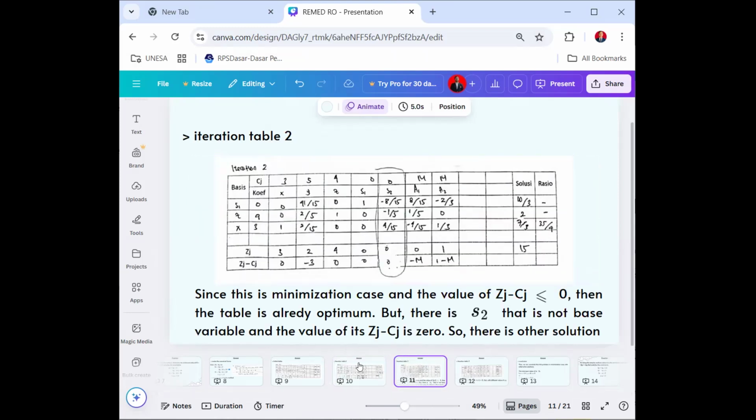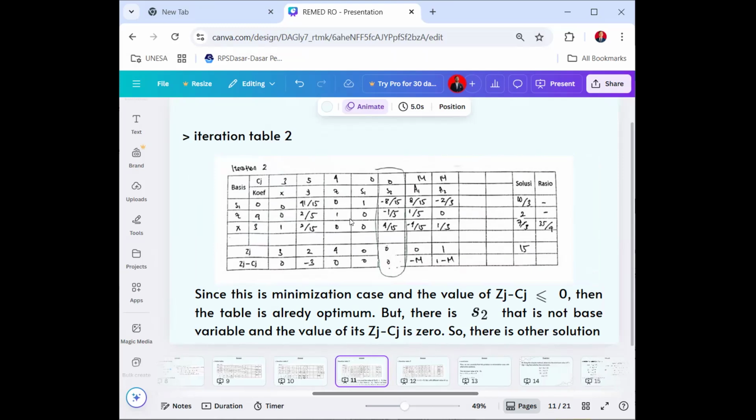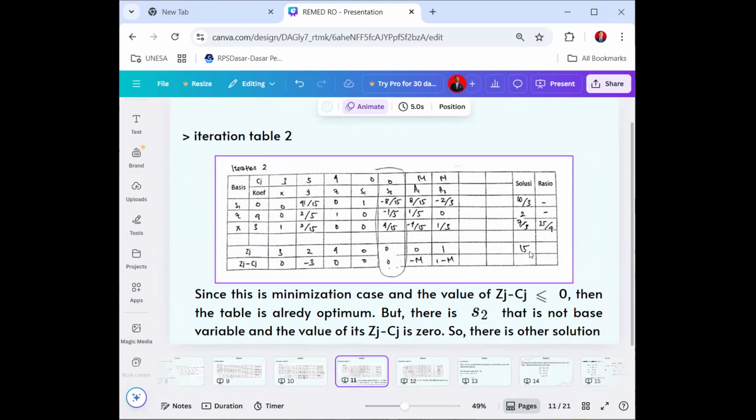And here the table is already optimum, but since this is a minimization case and the value of zg minus cg is all less than 0, you can see, then the table is already optimum.